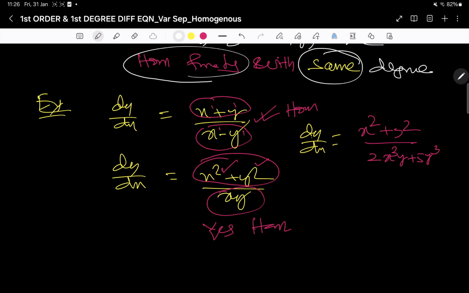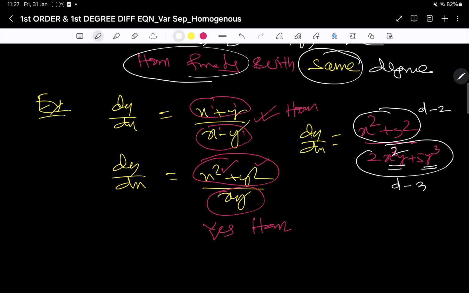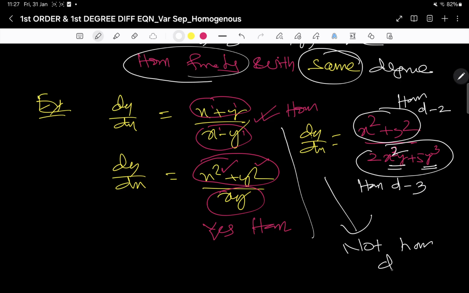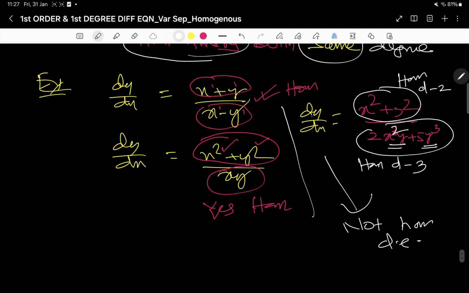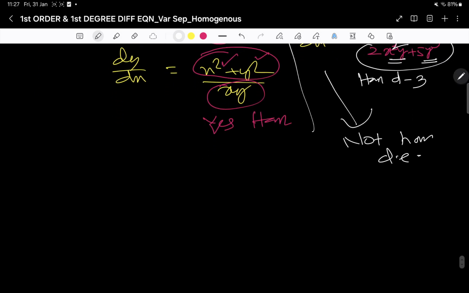But you see here in this case, this is homogeneous of degree 2, and this is also homogeneous, say x square y, so this is degree 3. This is homogeneous of degree 3, but the other is homogeneous of degree 2. Finally, this is not a homogeneous differential equation. So now what is the working rule?